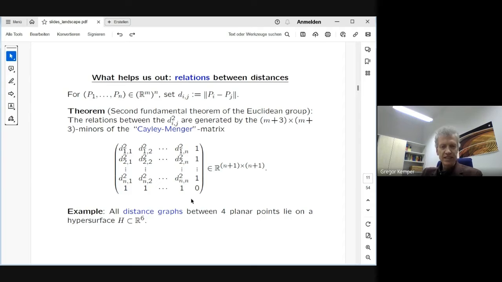So to give just an example to get your hands on what is n and what is m, for example, when you consider 4 points in the plane, then you get precisely one relation here.